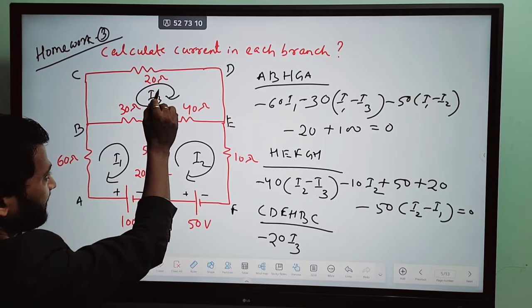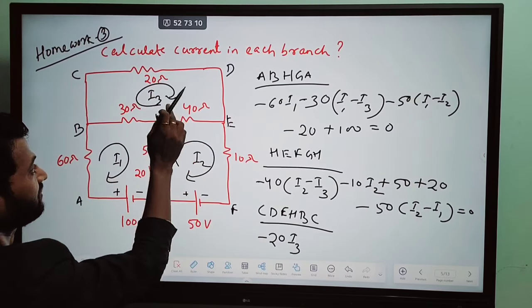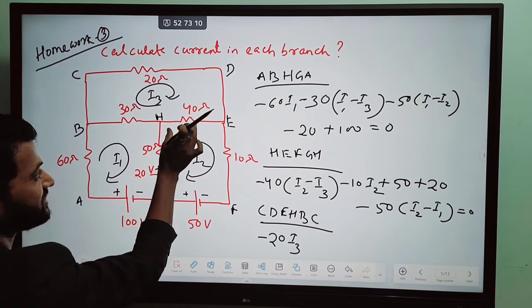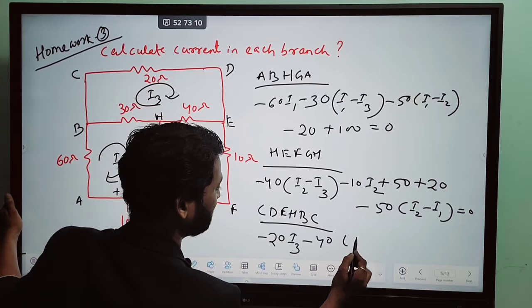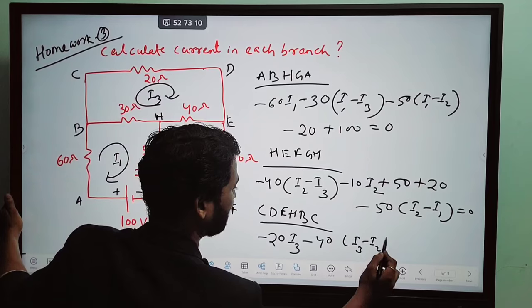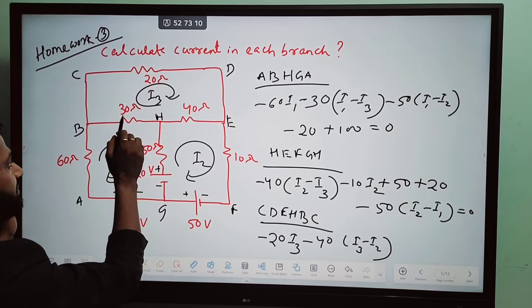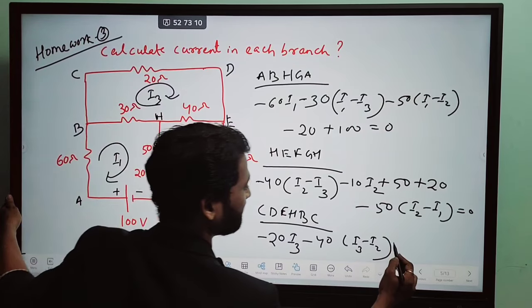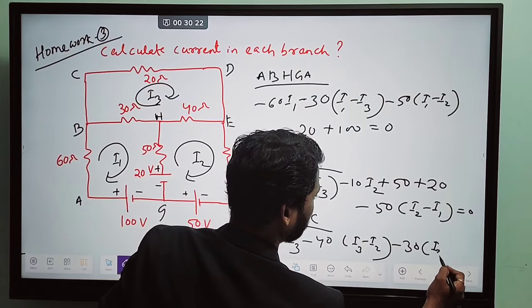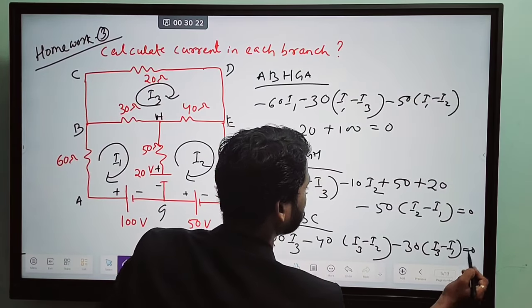E to H, it is common for 3 and 2. Net current is I3 minus I2, potential drop will be negative. So minus 40 (I3 minus I2). And here it is common for 3 and 2. So it will be minus 30 (I3 minus I1). Minus 30 (I3 minus I1) will be 0.